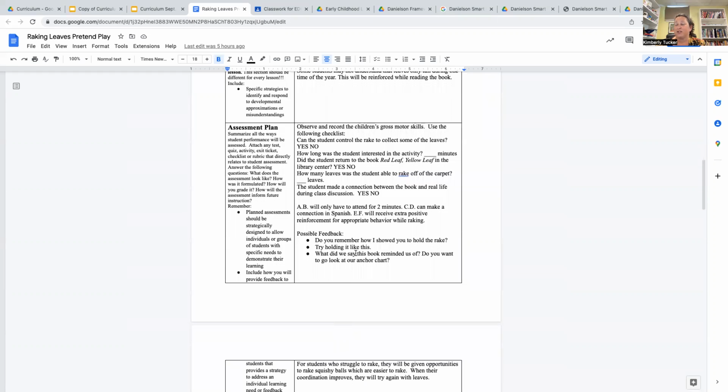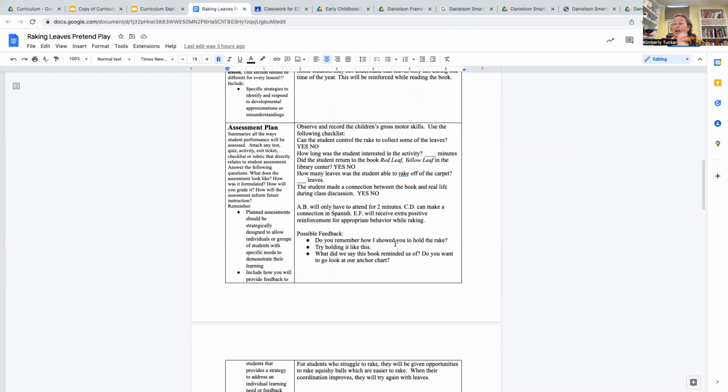The other thing that we're asked to do is include some possible feedback to students. Feedback, according to EdTPA, is defined as a reference to prior learning or a strategy to address an individual learning need. So I said, hey, do you remember how I showed you how to hold the rake before?